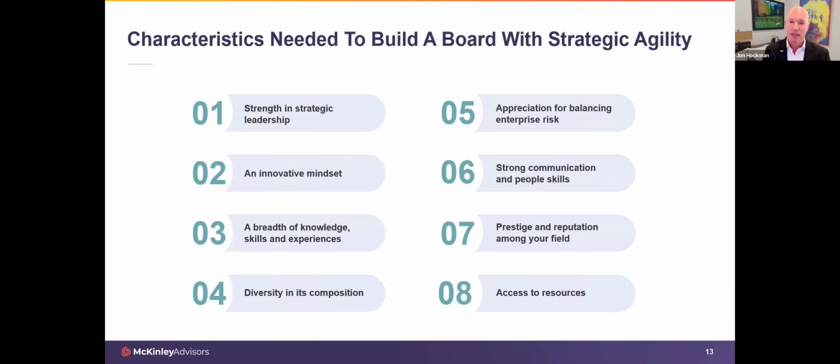We also heard very clearly in the research that there are characteristics of a board with strategic agility that are key. And strategic agility, the ability to flex and bend to meet the moment, is at the heart of next level governance. And I won't go through all eight here, but you see some familiar themes around strategic leadership and innovation mindset, balancing risk, enterprise risk. So core things that we really need to work on developing and maintaining across boards to optimize performance.